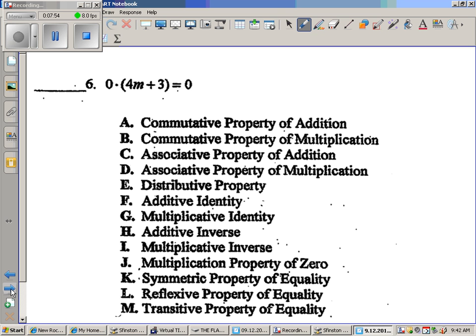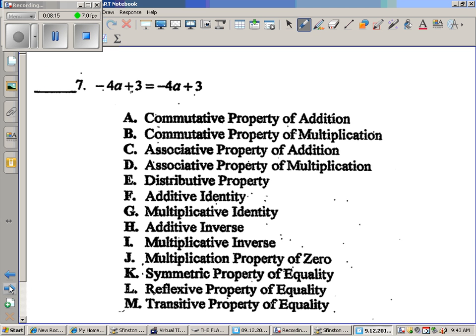I am thinking this is what? I think it might be J, because anything times 0 is just straight up 0. What about that one? Yeah, looking at itself in the mirror, it's the reflexive.